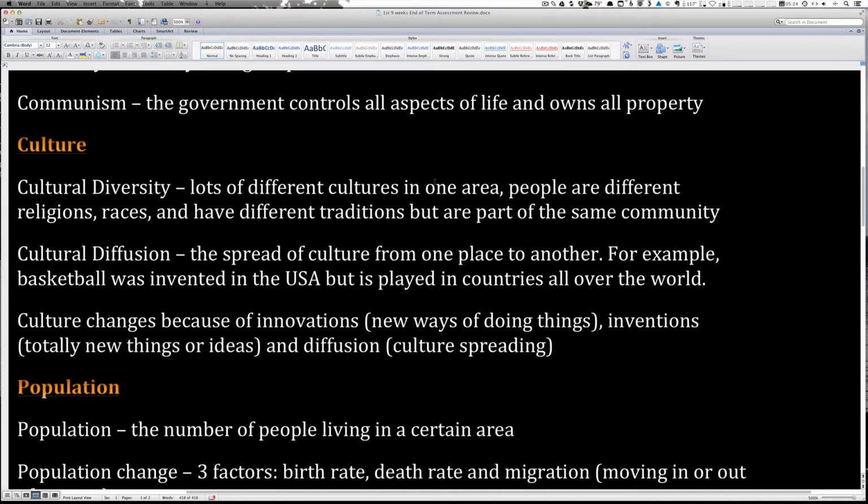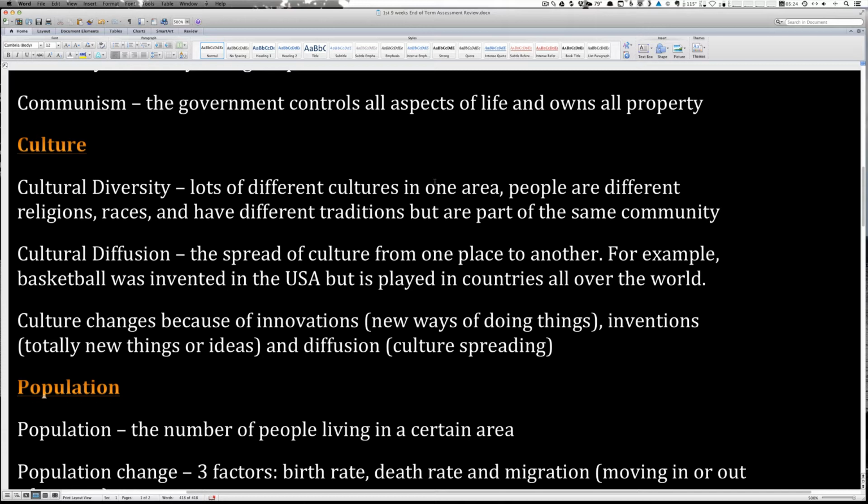Cultural diversity, having lots of different cultures in one area. When you have people that are of different religions, races, have different traditions, but are all part of the same community. We live in a culturally diverse country. Our city is culturally diverse. Our school is culturally diverse. Cultural diffusion is the idea that culture spreads from one place to another.